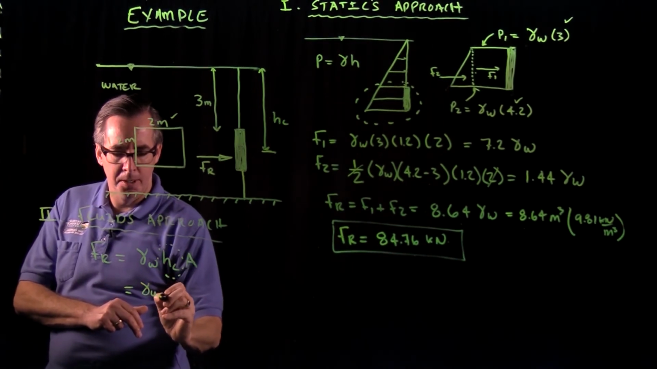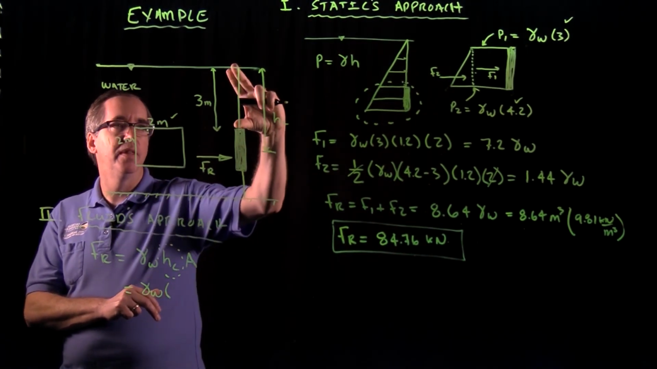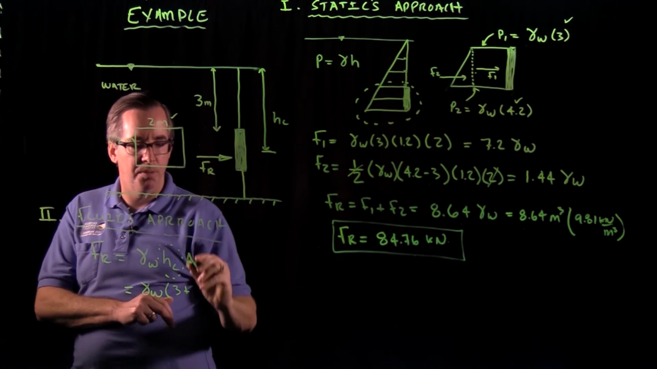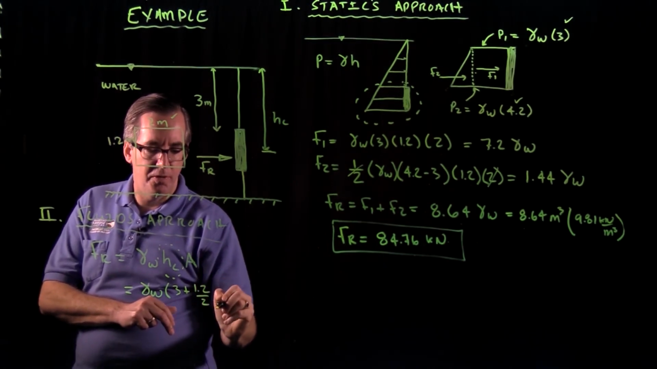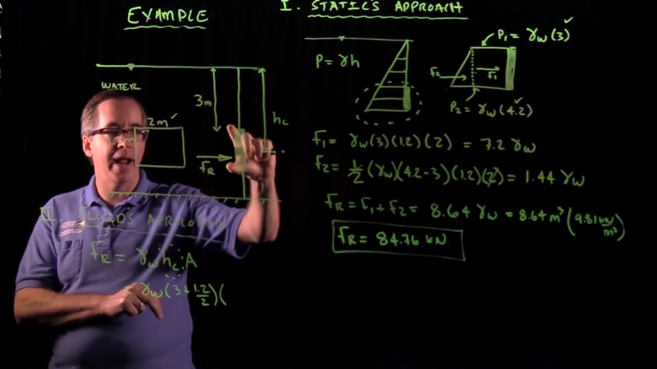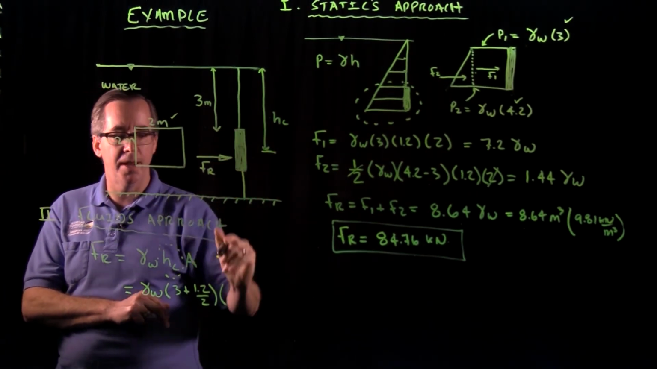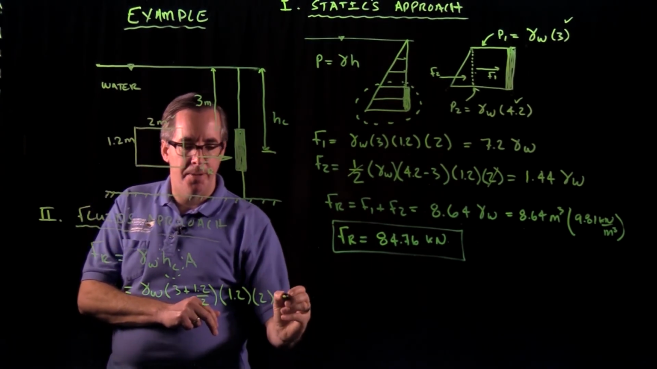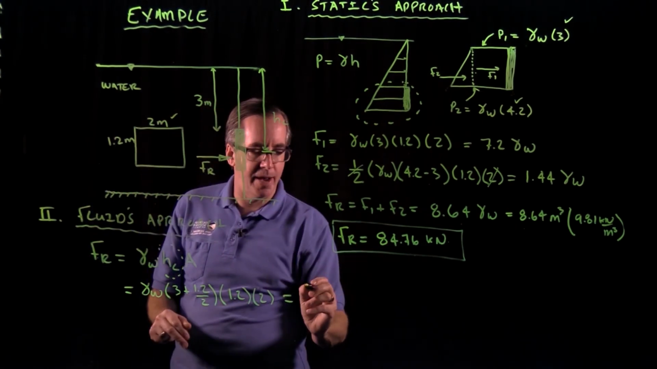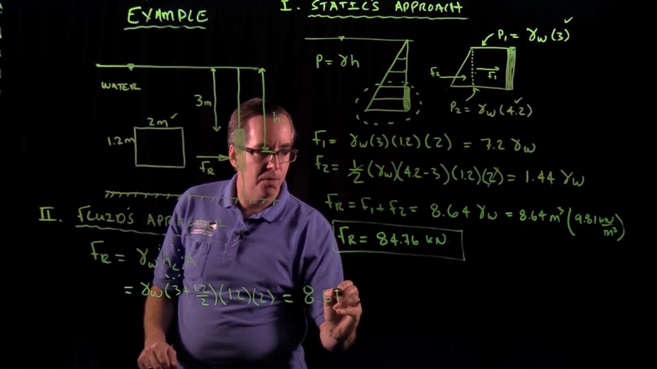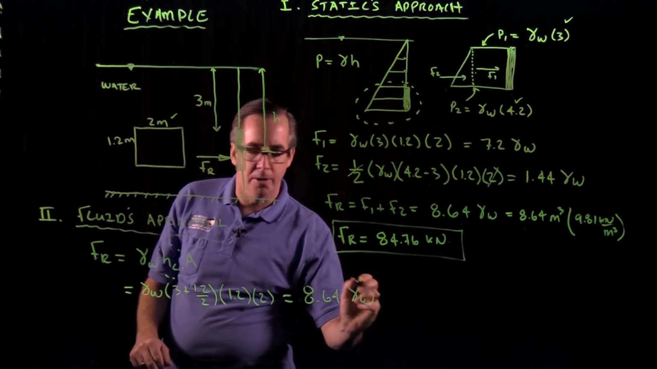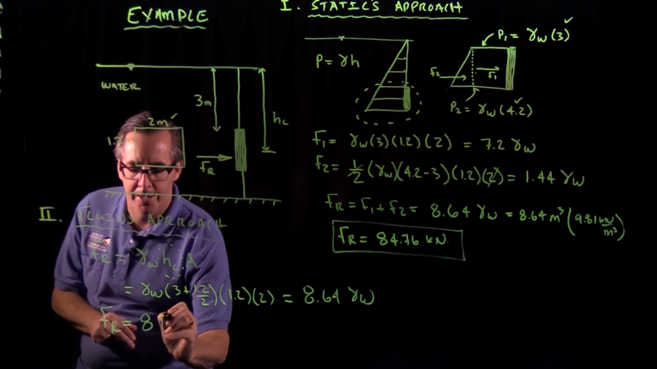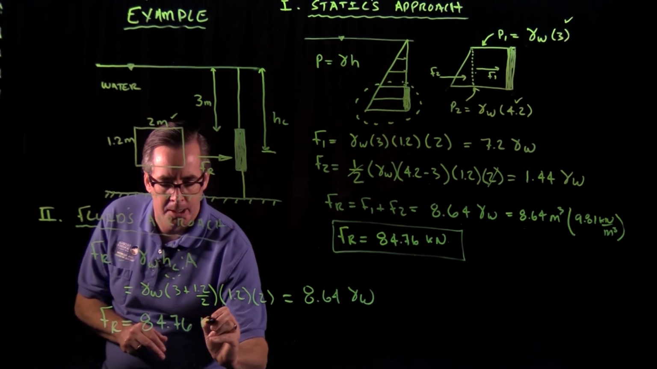So we have gamma water. Our depth of centroid is going to be the 3 meters plus half of this dimension, which is 1.2, so 1.2 over 2. That times the area of the plate, because this force is acting normal to that plate. So it's a 1.2 by 2 meter area. And this comes out to be exactly the same value. We get 8.64 times gamma water, or the resultant force comes out to be 84.76 kilonewtons.